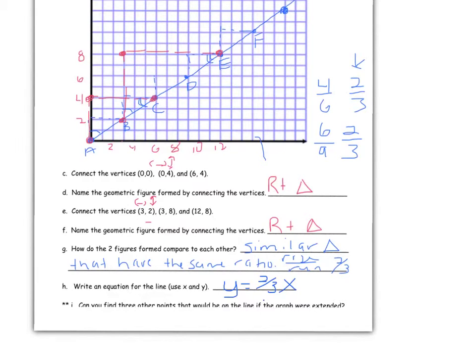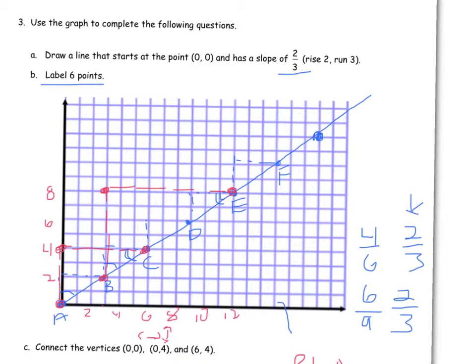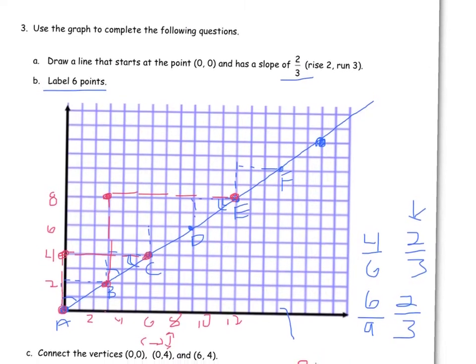Now this one right here is a level 4 question, and basically what I'm asking is, can you find some points that are off the grid? So I'm going to open it back up and make the graph a little bigger to show you how to do that. So there's a few different ways to do this.